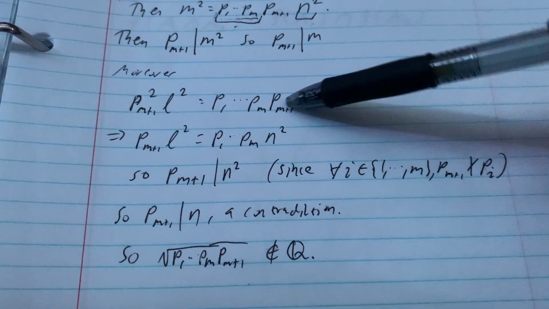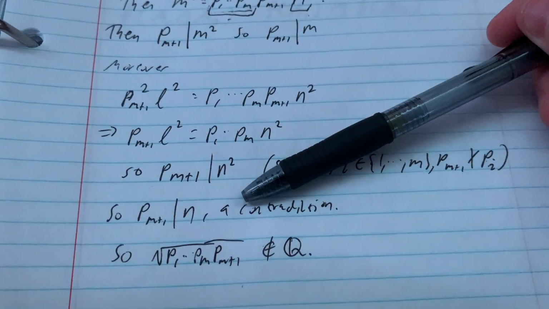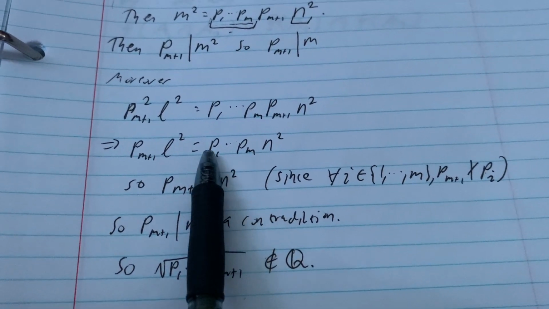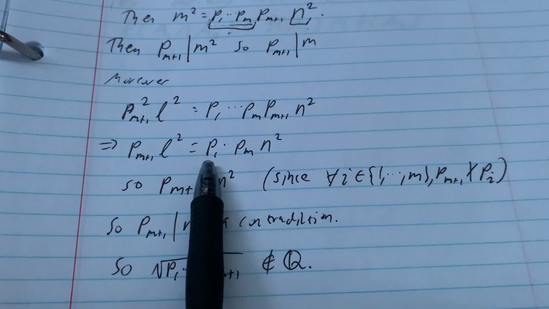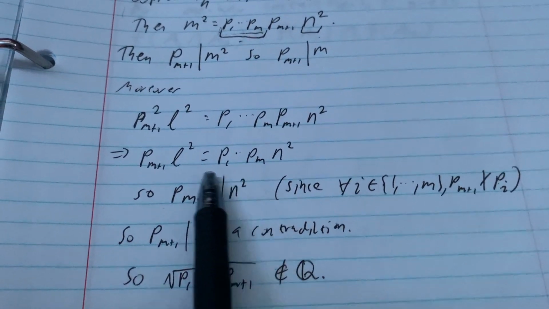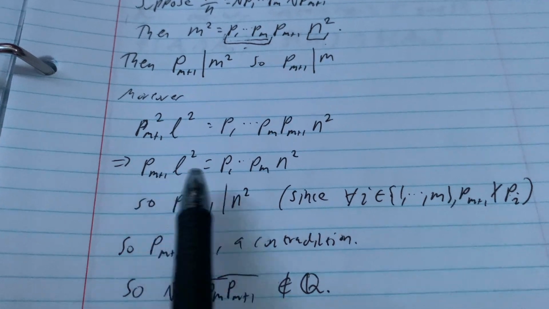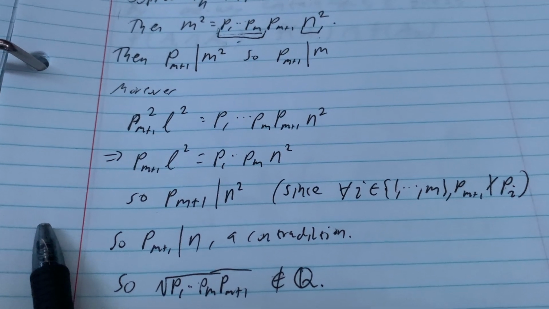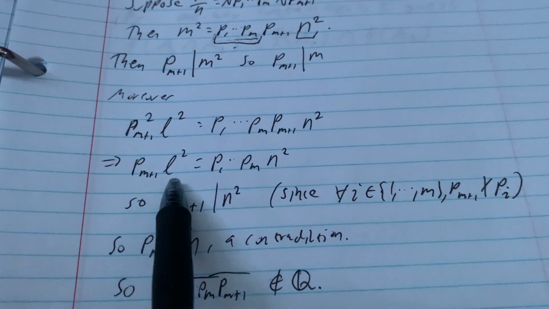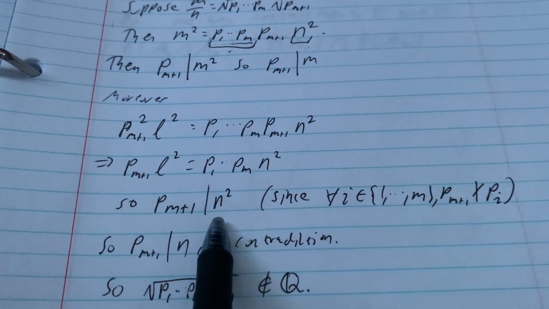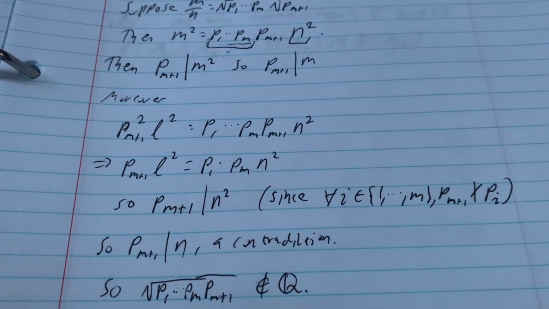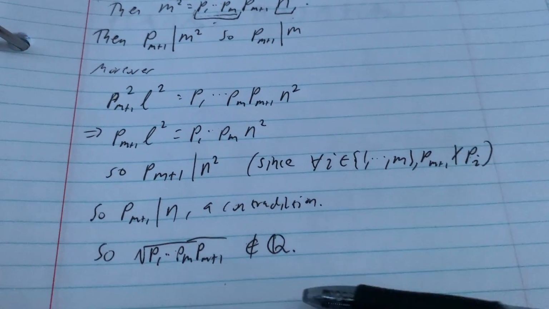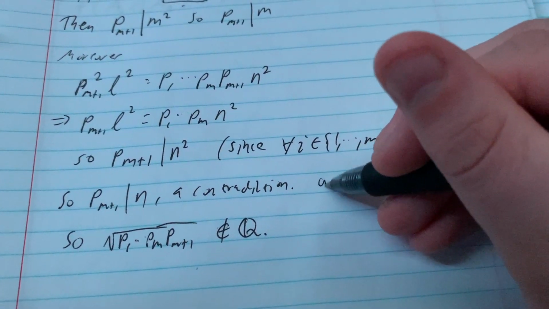Now, p_{m+1} divides n squared, because all of these are prime, so their only divisors are 1 and themselves, and these are distinct primes, so this doesn't divide any of these. So since p_{m+1} times something is equal to all of this, p_{m+1} has to divide n squared, which means that p_{m+1} also divides n, which is a contradiction of gcd(m, n) equals 1.